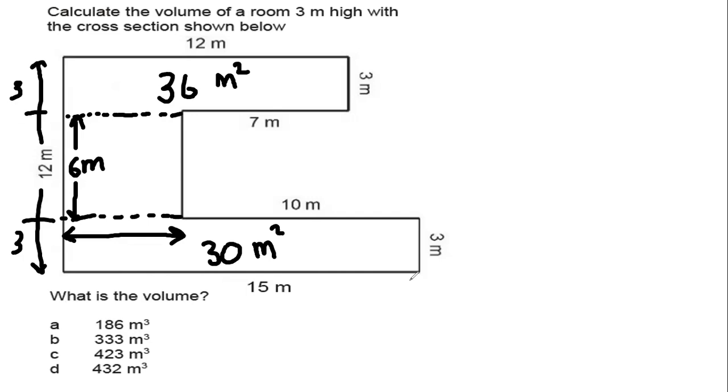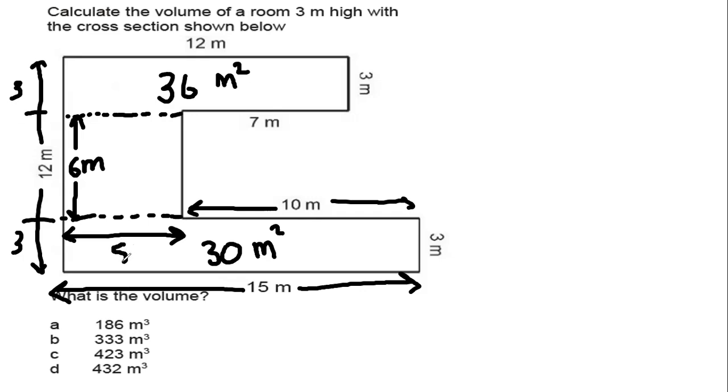Sir, it's 15 minus 10. The 15 and 10. All right. So what Lejeron is saying is that all of this is what? It's 15, correct? And this little piece here is what? It's 10. So therefore this piece must be what? 5.